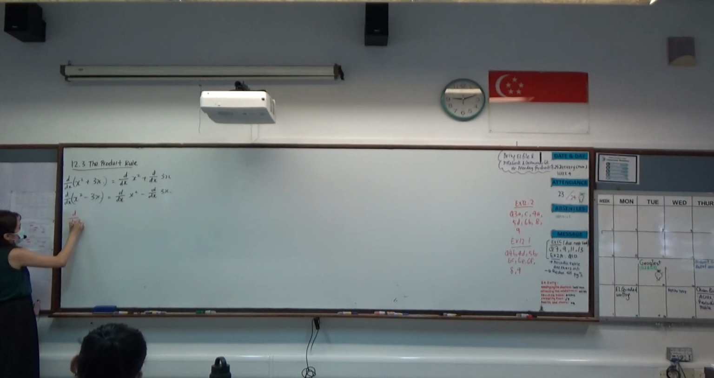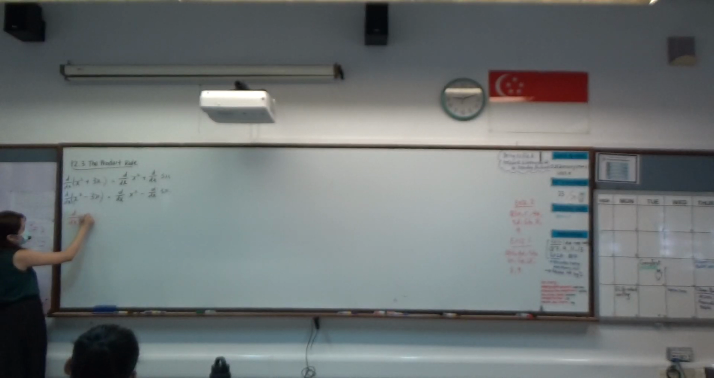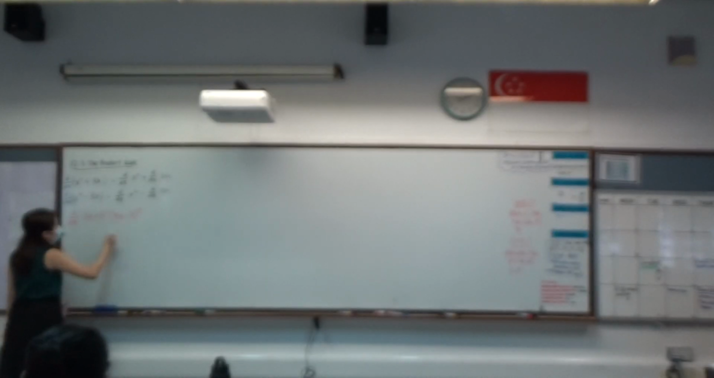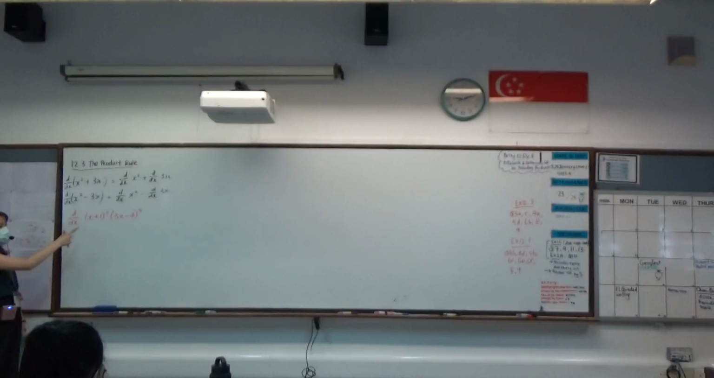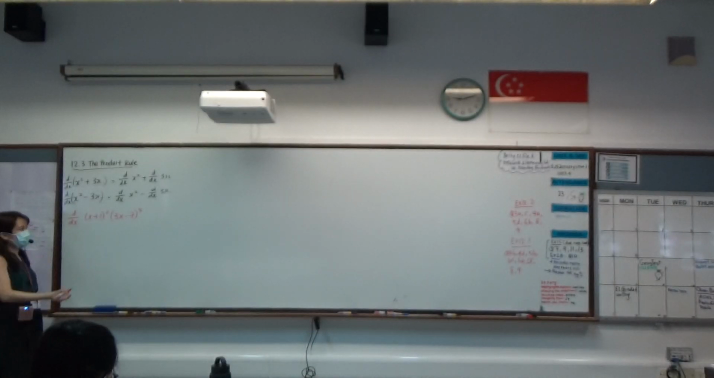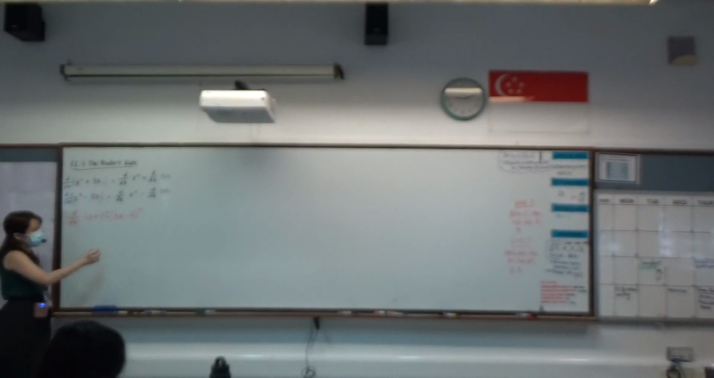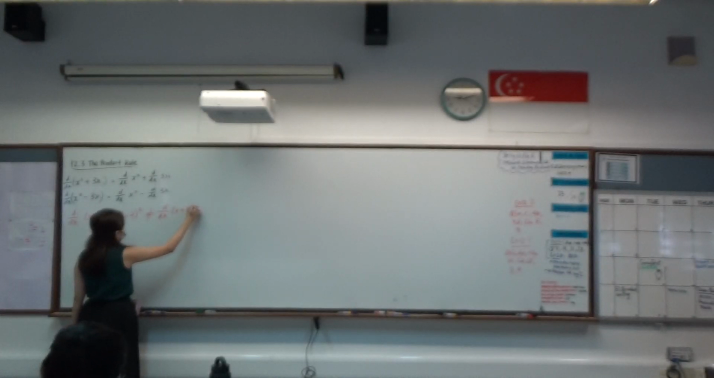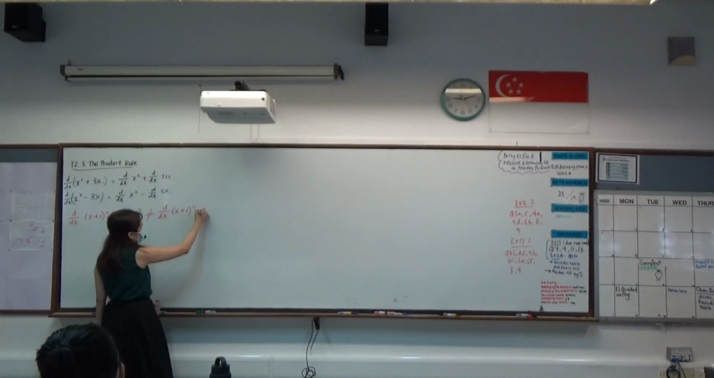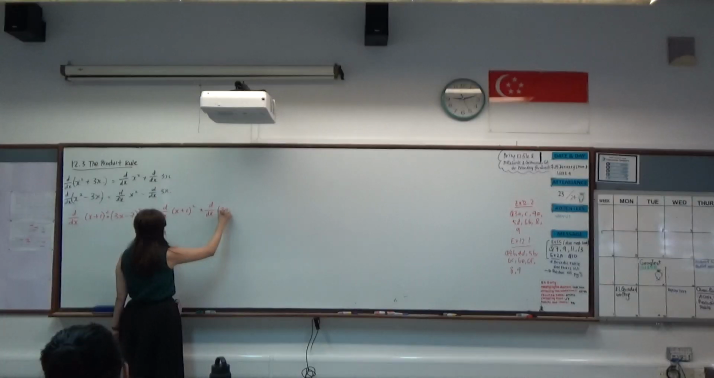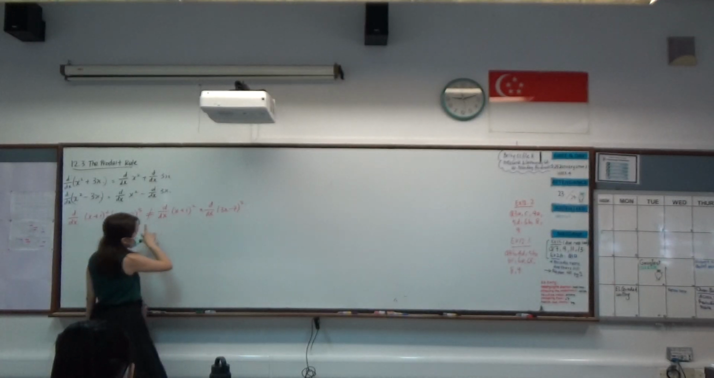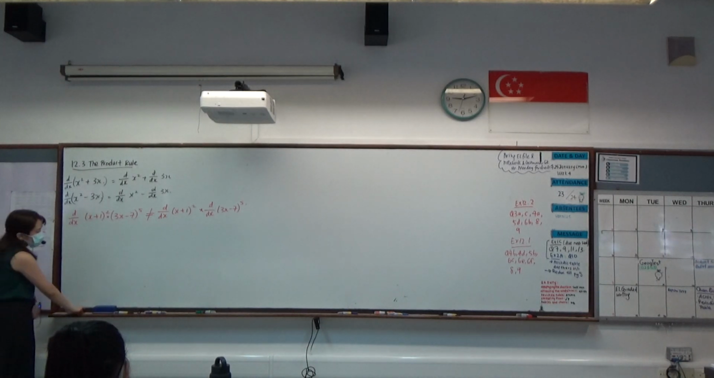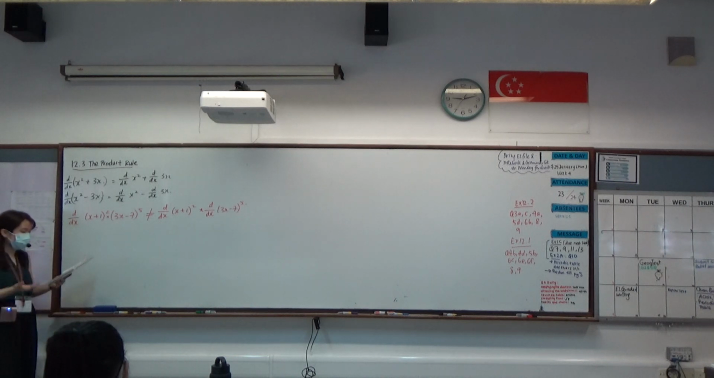Meaning to say that if I want to, let's say, differentiate (x plus 1) squared and then (3x minus 7) to the power of 5, I have two terms here multiplying with one another. It is not going to be equal to taking the differentiation of (x plus 1) squared and then after that the differentiation of (3x minus 7) to the power of 5. So that is not going to be true. So how do we actually go about doing our product?